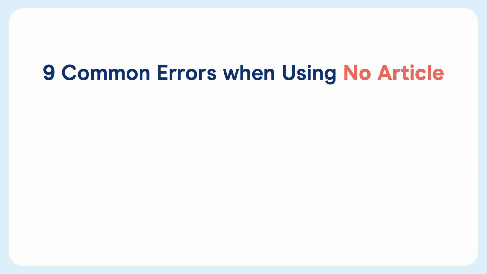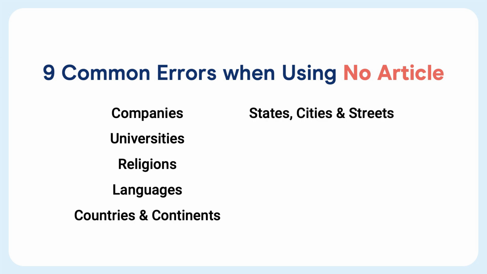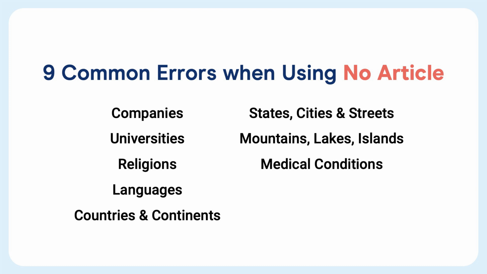We don't use articles with companies, universities, religions, languages, countries and continents, streets, suburbs, cities and states, mountains, lakes and islands, medical conditions, and sometimes.